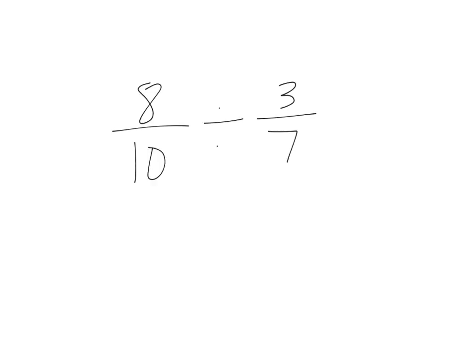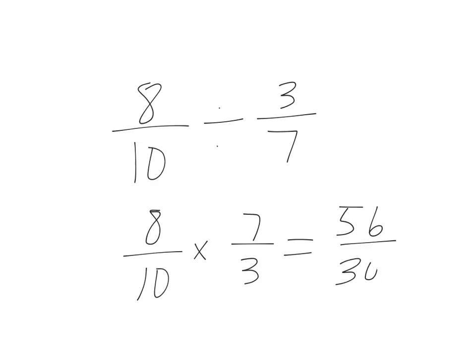I see a lot of people doing things that I can tell they kind of remember, which is awesome actually. A lot of times nobody remembers. So it's 8 over 10. You flip the second one, make it 7/3. And the middle, instead of a division now, you have a multiplication. So this ends up being 56 over 30, which is 28 over 15. So that's how you do division with fractions. You multiply by the reciprocal.